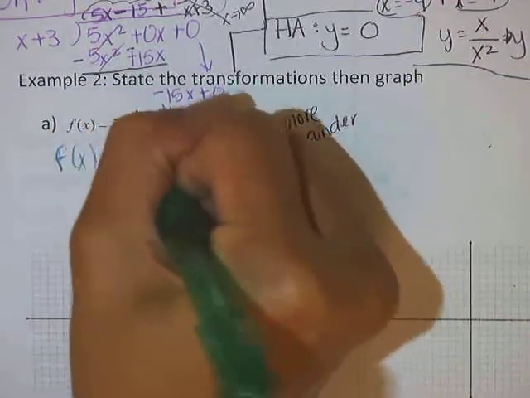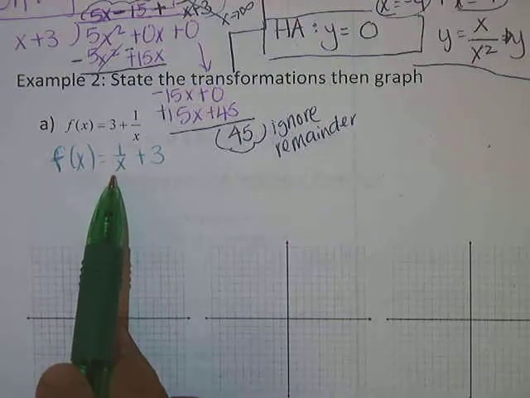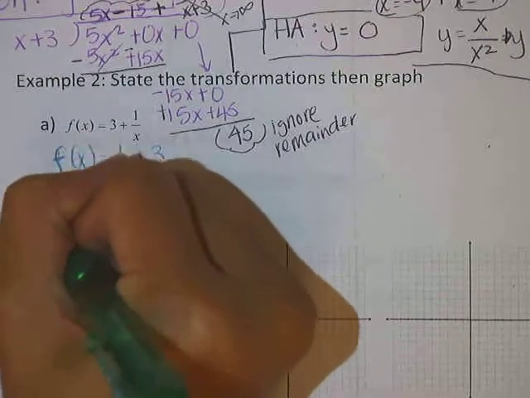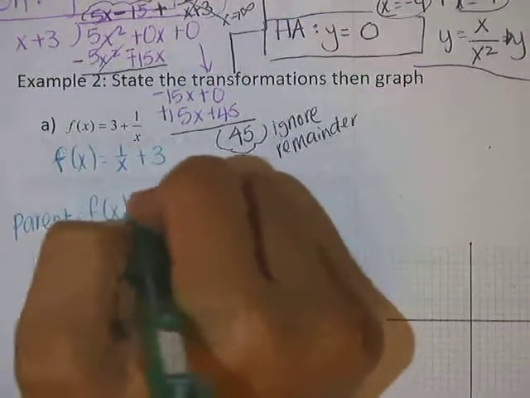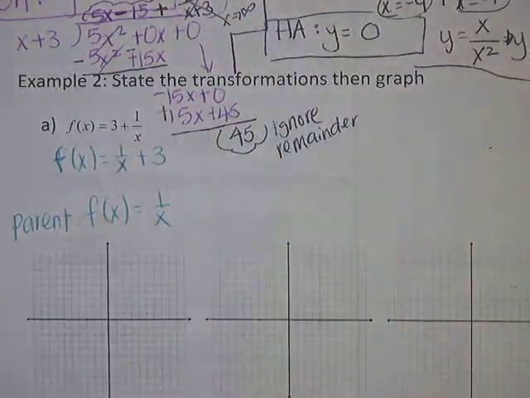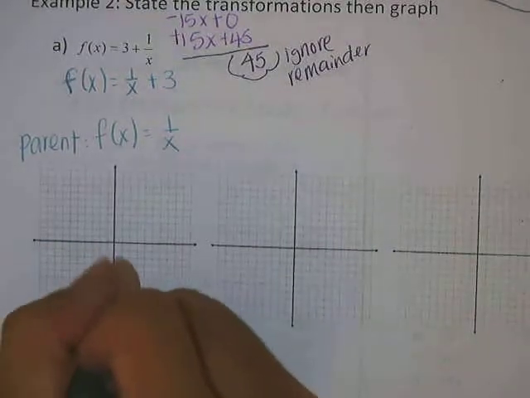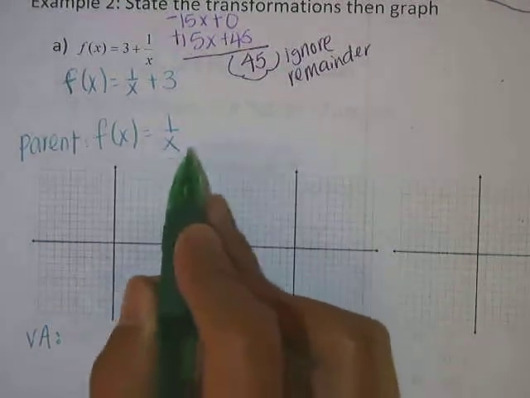Alrighty then, let's do example 2. Example 2 has 2 parts, okay? The direction for example 2 says, state the transformations, then we're going to need to graph each one. So we're going to first want to write this in order. So it's going to be f of x equals 1 over x plus 3. This is a rational function or equation here.